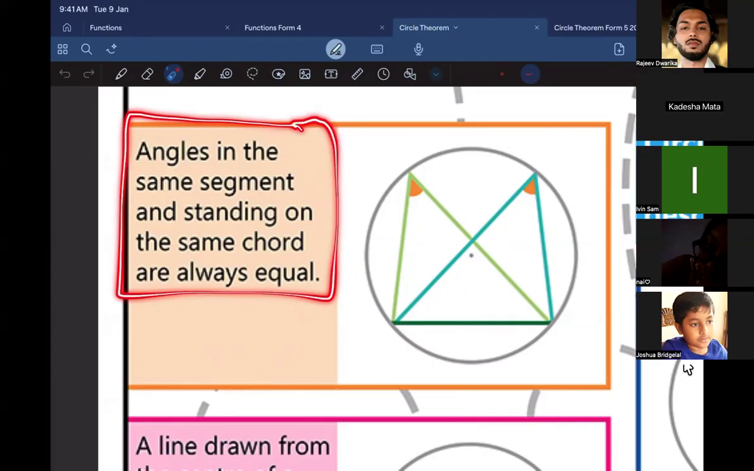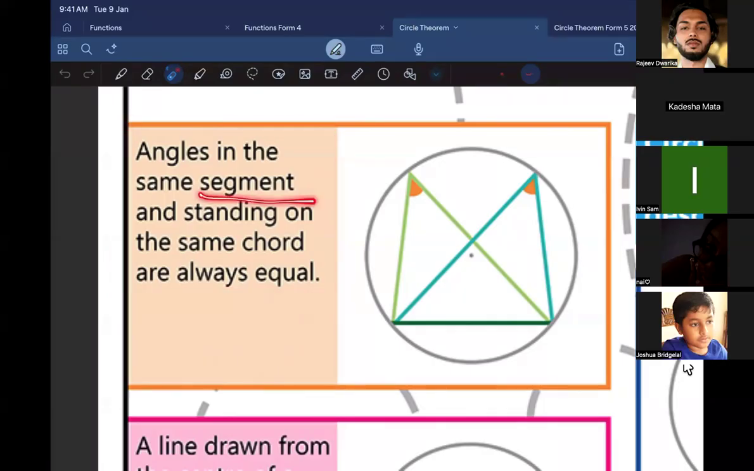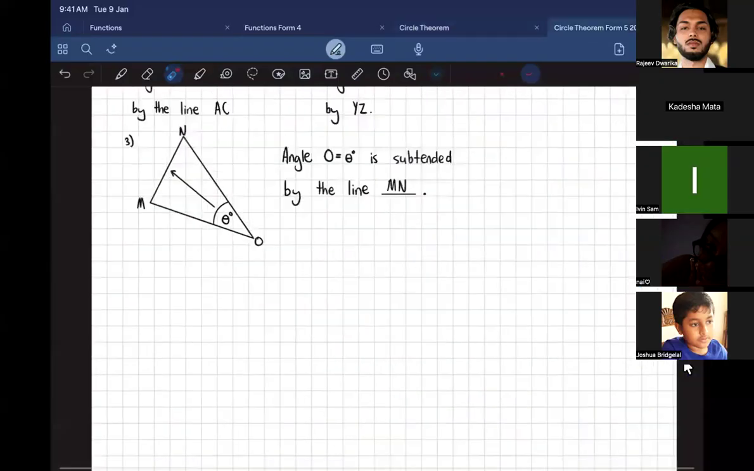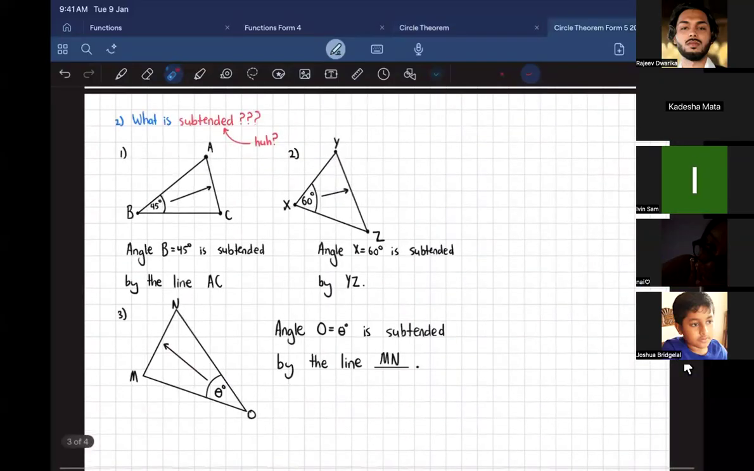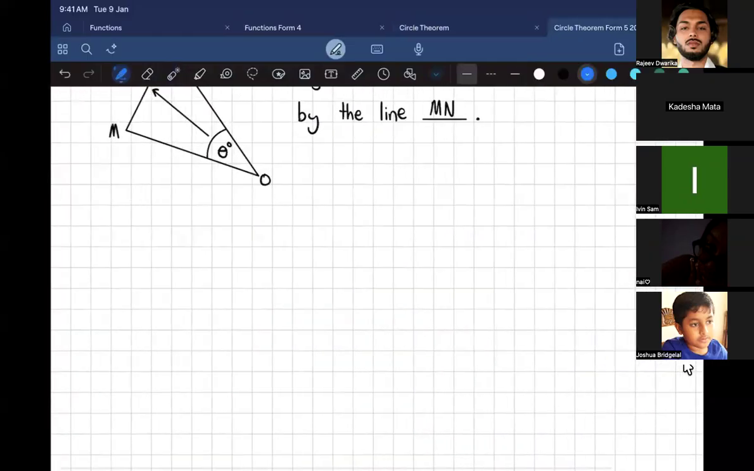Now you know what a segment is. Now you know what standing on a chord is. We know what those things mean, so we've set the foundation. The next thing we need to look at is triangles, right?